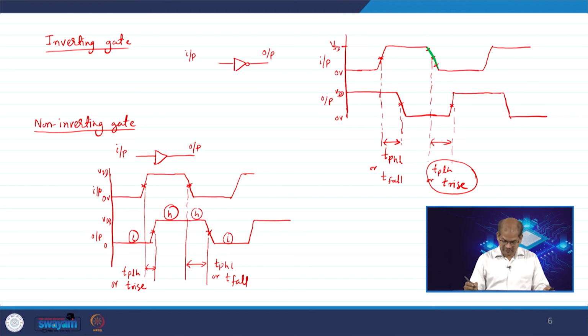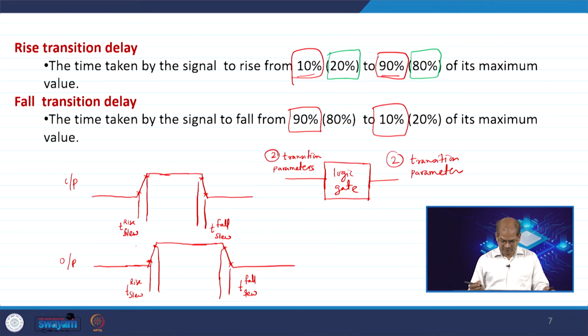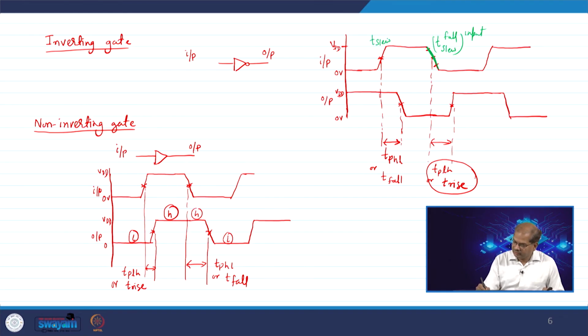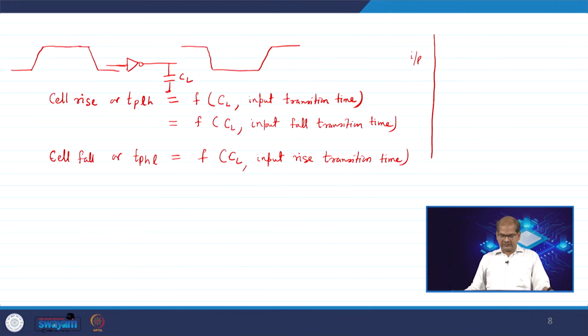Okay. So, basically you can write in a particular notation T fall slew at the input side. Similarly, your T fall is depending upon your T slew rise at the input side. This is the reason your cell rise will depend upon the input fall transition time. Similarly, cell fall will depend upon the input rise transition time.